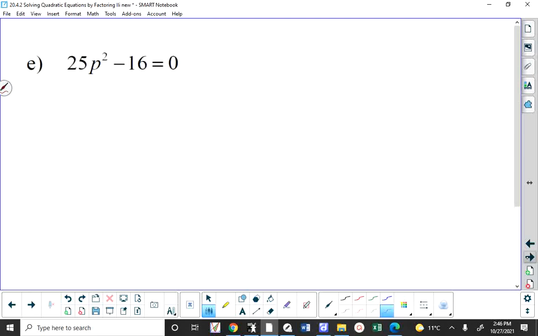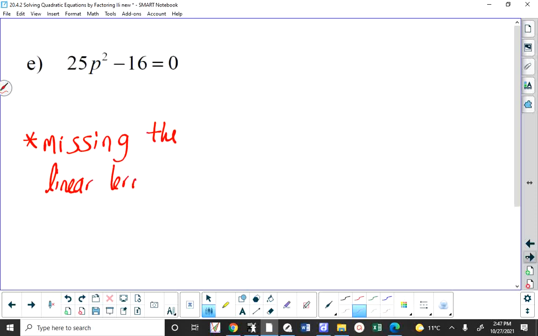What? 25p squared minus 16. There's no p's. There's a quadratic term and a linear term. And I'm going to show you two ways to solve this. You need to make a mental note that we're missing the linear term. I hope you know what I mean. We're not missing it like I've hidden it from you and we just have to find it and put it in there. There is no linear term.